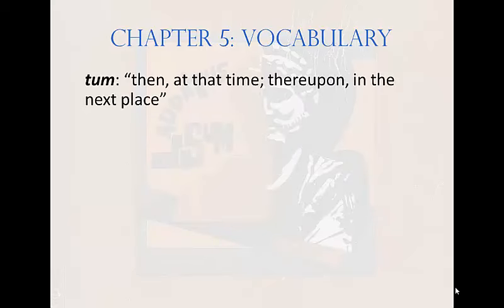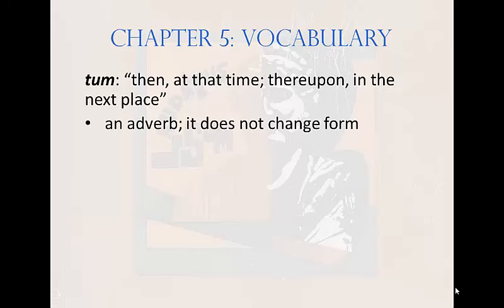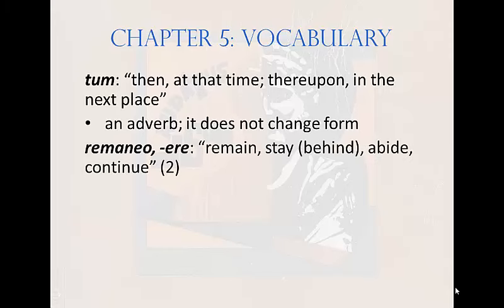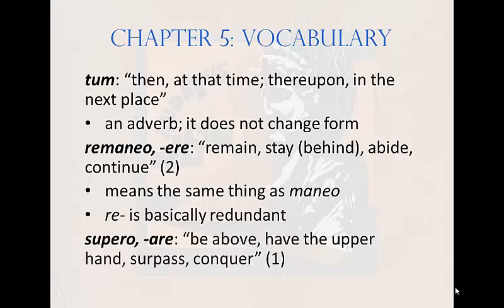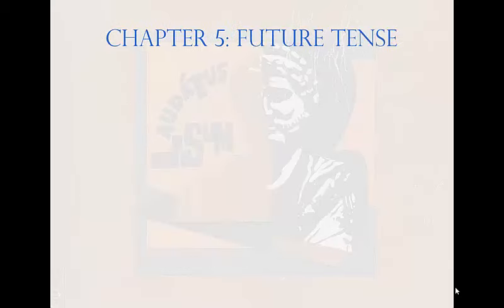The next word is tum, meaning then, at that time, thereupon, in the next place. Tum is an adverb, and it doesn't change form. The next word is remaneo, remanere, meaning remain, stay behind, abide, or continue. This is a second conjugation verb. Remaneo means the same thing as maneo, so the re is basically redundant. And finally, the last word in this vocabulary list is supero, superare, meaning be above, have the upper hand, surpass, or conquer. This is a first conjugation verb.